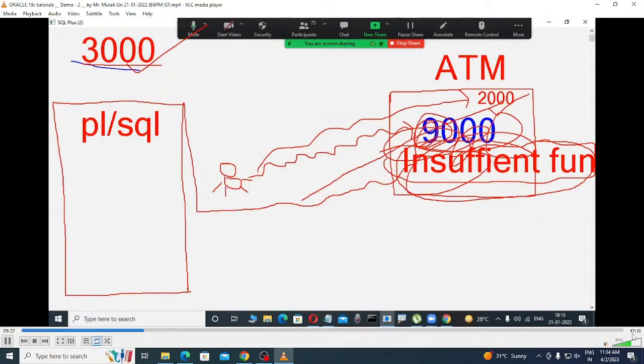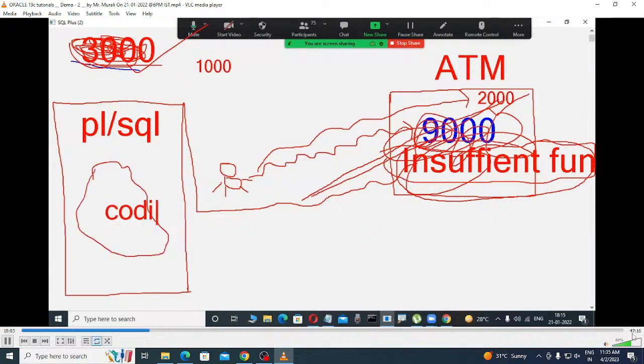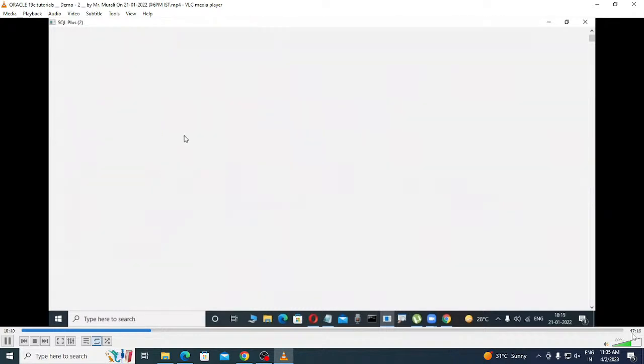Now, whenever we withdraw 2,000, what is the available balance? Here 3,000 minus 2,000, that is 1,000. That I want to affect in my database. Otherwise, if 2,000 is withdrawn and still 3,000 remains available, the total banking system would collapse. Those are all transactions, and they write them through coding only. That's why PLSQL developers are required in a project.